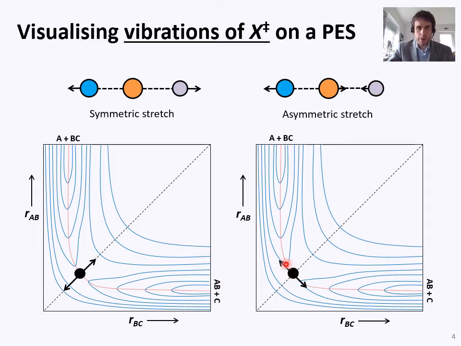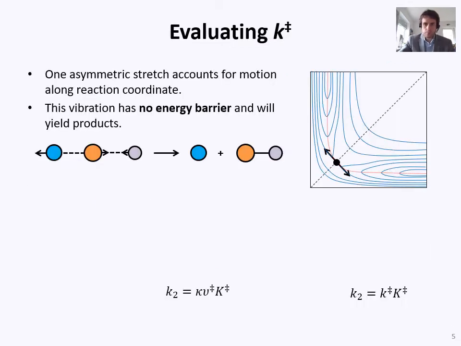So when we're thinking about the rate, we're thinking about the frequency at which this process occurs, this asymmetric stretch. Because this asymmetric stretch is going to lead to the formation of a bond here and the breaking of a bond here. So that's the key point: this one asymmetric stretch is going to account for the transition state going to the products. Now, this doesn't have any energy barrier because it's already happening, and so it will give products every single time.